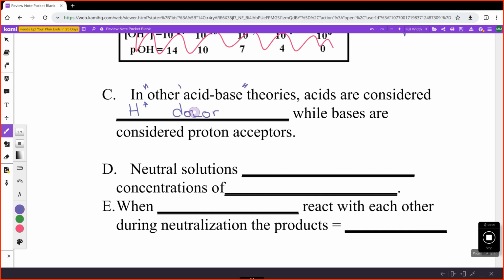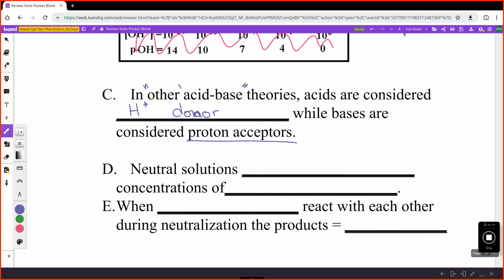Now, what I really don't like about the way the Regents does this, I understand that this is the technical term in their theory, but in the Arrhenius theory and the Bronsted-Lowry theory, the H plus donor is the same thing as the only ion given off is H plus. It's the same definition. It's the same reasoning in both theories as to what an acid is, and that is something that gives off H plus. All right. The thing that's different is bases. So in this case, bases are H plus acceptors, proton acceptors.